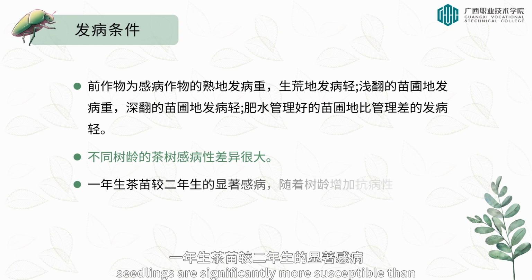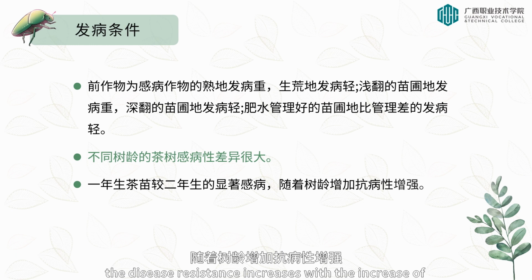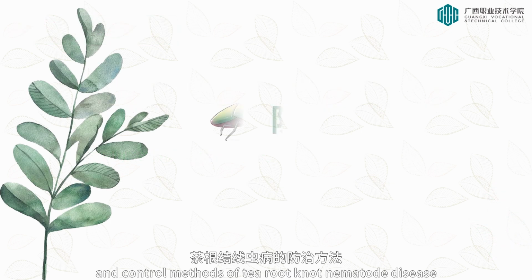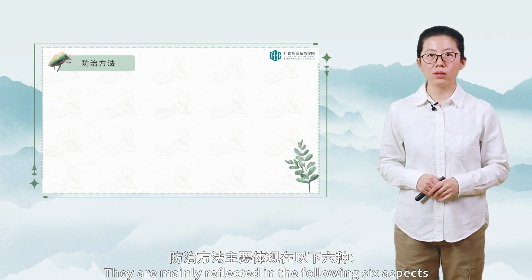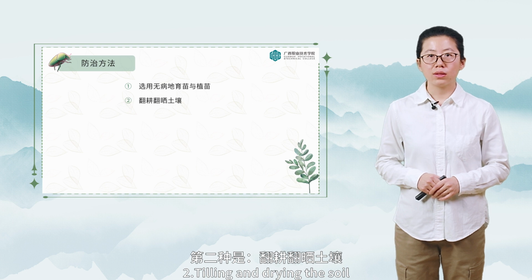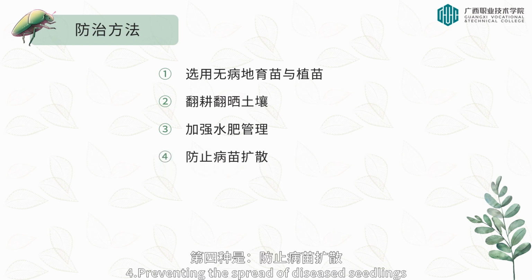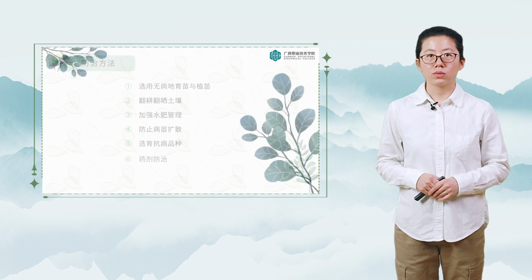1-year-old tea seedlings are significantly more susceptible than 2-year-old ones. The disease resistance increases with the increase of tree age. Finally, let's learn the prevention and control methods of tea root knot nematode disease. They are mainly reflected in the following 6 aspects. 1. Selecting disease-free land for seedling raising and planting. 2. Tilling and drying the soil. 3. Strengthening management practices. 4. Preventing the spread of diseased seedlings. 5. Selecting disease-resistant varieties. 6. Chemical control. That's all. Bye!